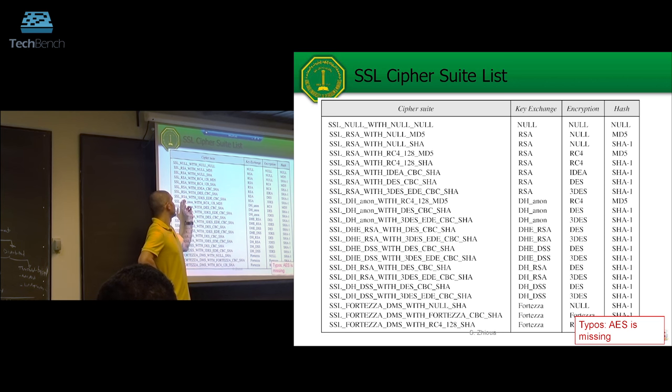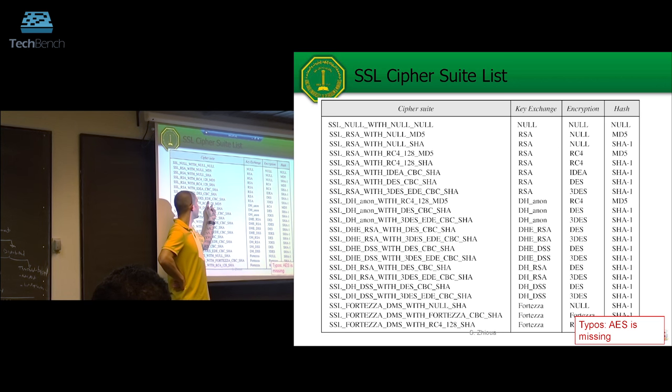Then RSA for digital signatures. Okay. Then 3DES for encryption, for symmetric key cryptography. Okay. Then this EDE. EDE stands for what? Oh yeah, encryption, decryption, encryption.